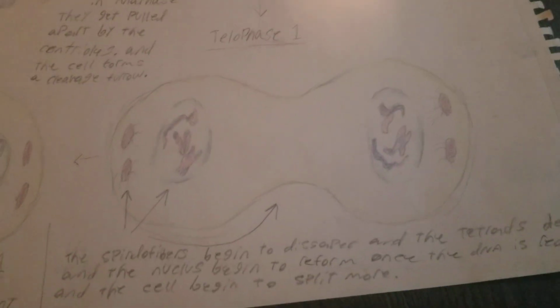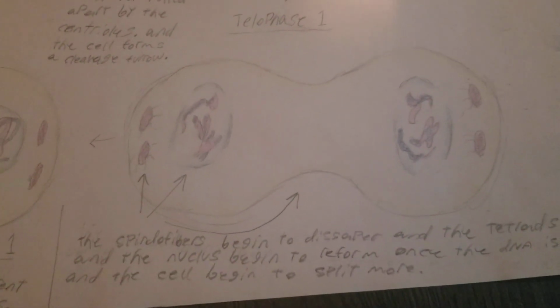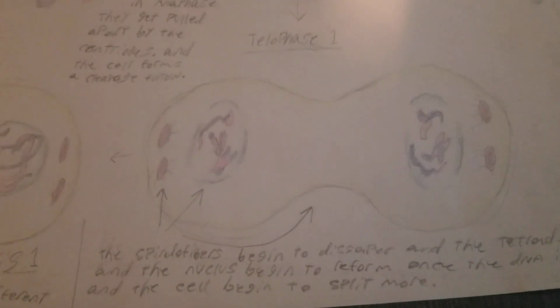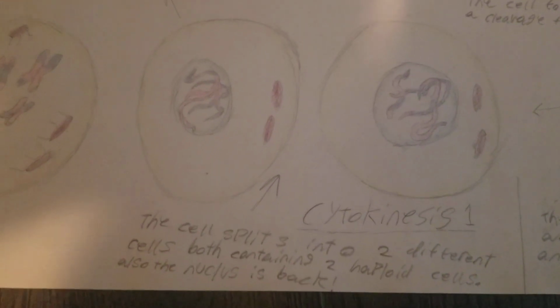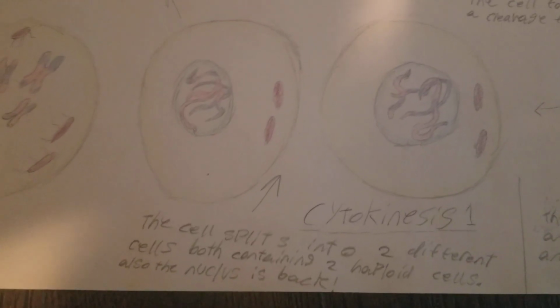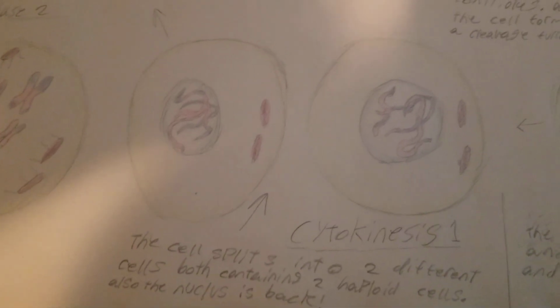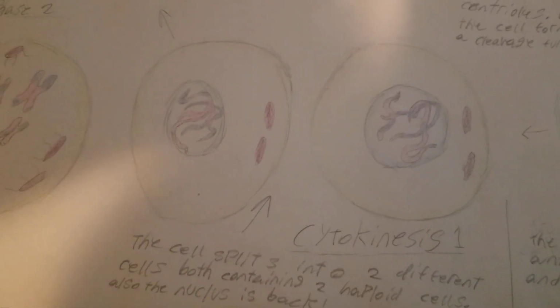So in telophase 1, the spindle fibers retract and the tetrads begin to deform. The nucleus reforms. The cleavage furrow starts to split the cell. Okay, and then cytokinesis 1, the spindle fibers are gone, and the cell splits apart, and it becomes two non-identical cells that have two haploid sets. So meiosis 2 begins.